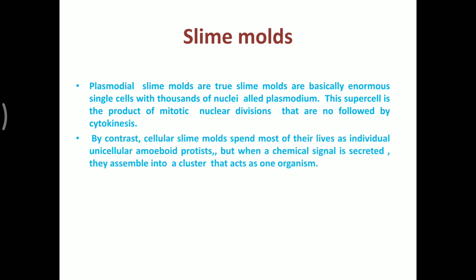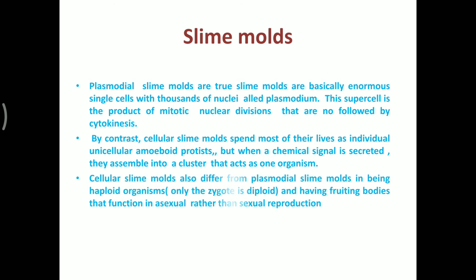By contrast, cellular slime molds spend most of their lives as individual unicellular amoeboid protists, but when a chemical signal is secreted, they assemble into a cluster, and that cluster is just one organism. Cellular slime molds also differ from plasmodial slime molds in being haploid organisms. Only the zygote is diploid, and they have fruiting bodies that function in asexual rather than sexual reproduction.